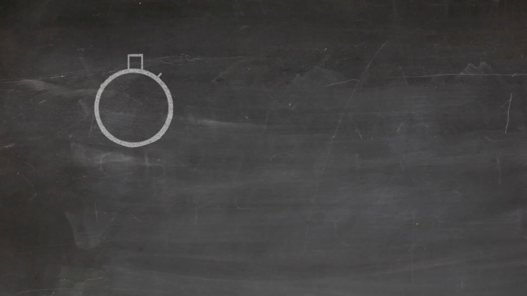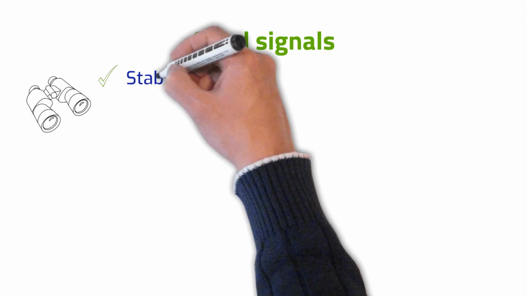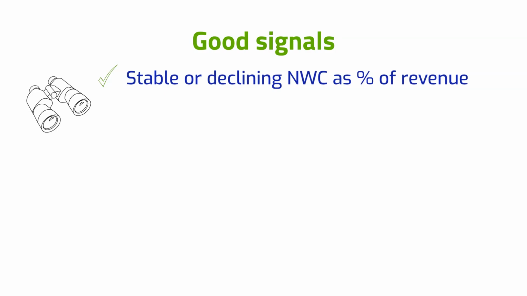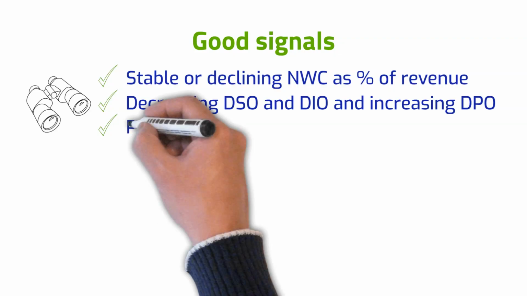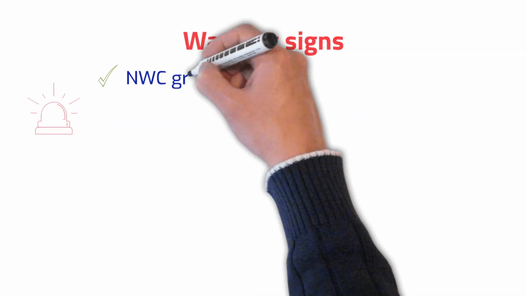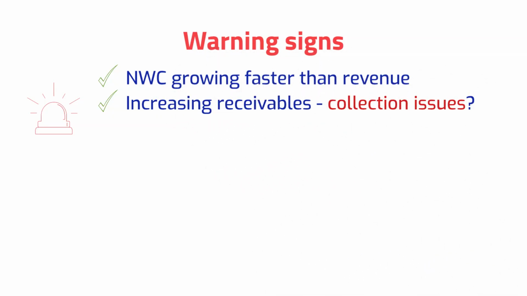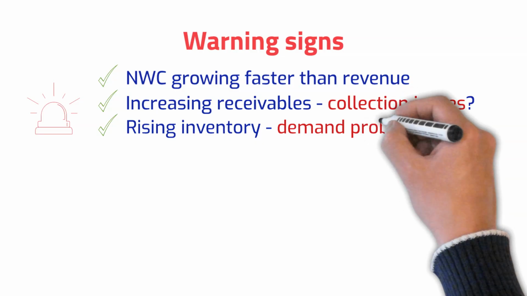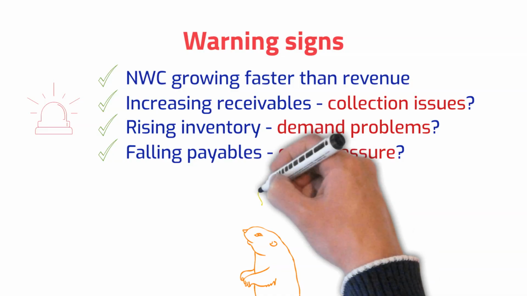That's how we come to the most important part of the analysis, conclusions. Good signals for the net working capital development normally are stable or declining net working capital as percentage of revenue, decrease in DSO and DIO and increase in DPO, predictable seasonal patterns. At the same time, warning signs are net working capital growing faster than revenue, increase in receivables which may mean collection issues, rise in inventory which may mean demand problems, fall in payables which could result in cash pressure.